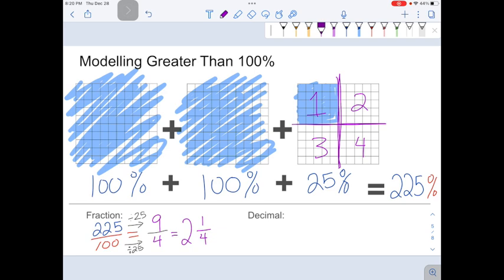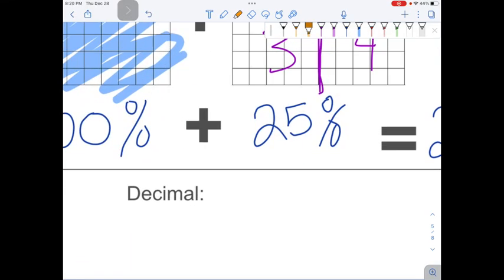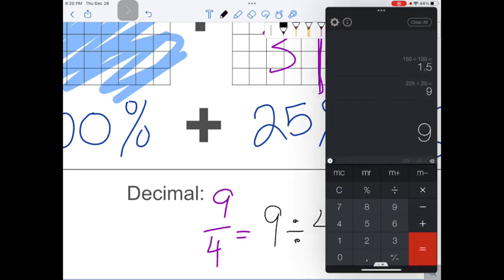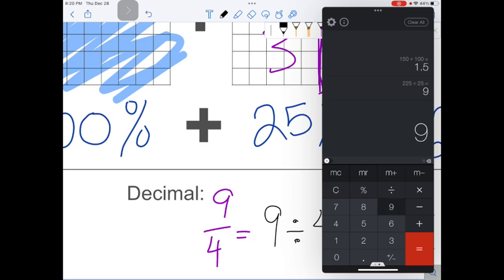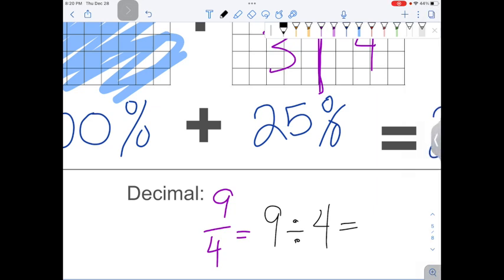So for the decimal, this time I'm going to use 9/4. This one right here in the middle, we'll use 9/4. 9/4 equals 9 split into 4, which equals 9 divided by 4, 2 and 25/100.